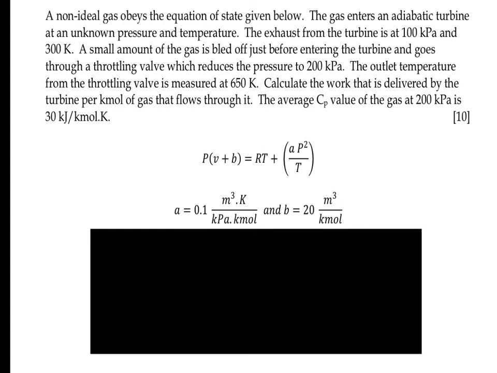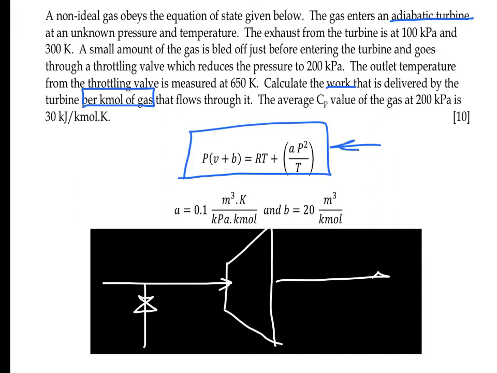In this problem, we are asked to consider an adiabatic turbine. We need to determine the amount of work delivered from this device per kilomole of a real gas that flows through the system. The equation of state that describes the PVT behavior of the gas is given. We are told that the gas at the outlet of the turbine is at 100 kilopascals and 300 Kelvin.